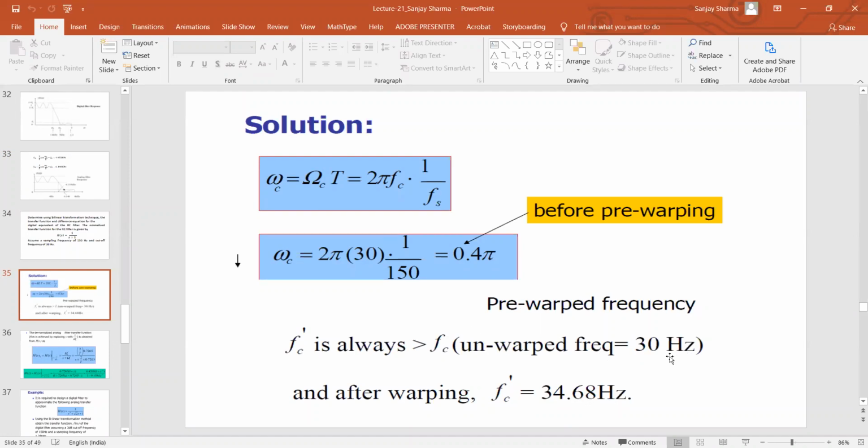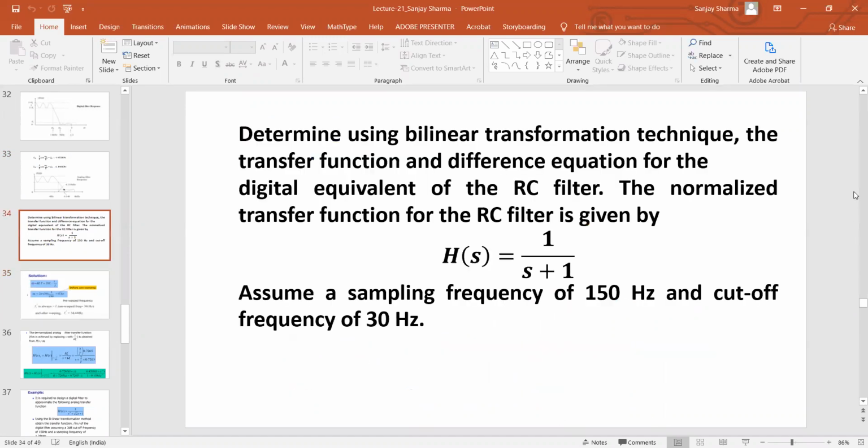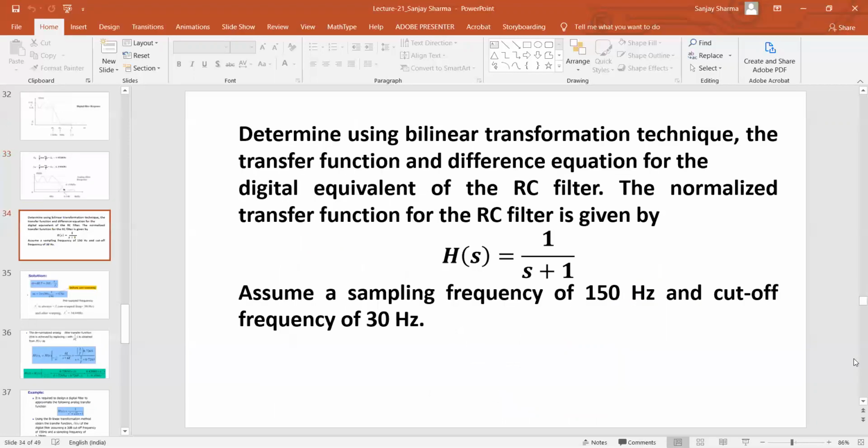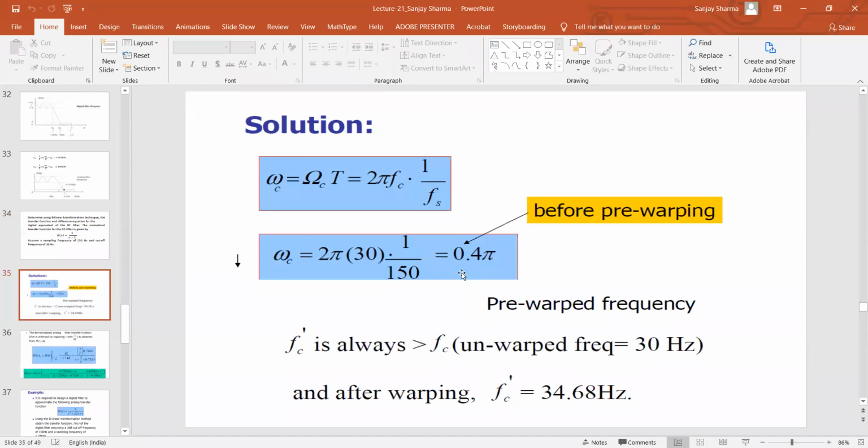Unwarped frequency will be 30 hertz, which is given. Warped frequency will be 34.68 hertz. Where has this come from? This has come from this formula: capital omega equals 2 by T tangent of small omega by 2. What is small omega here? Small omega is 0.4 pi.